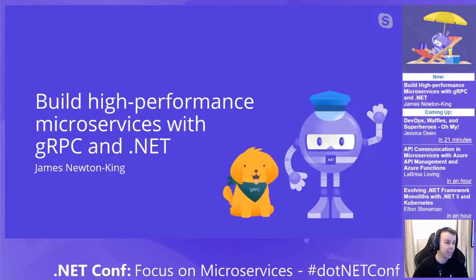My name's James Newton King. I'm an engineer on the .NET team, and today I'm going to be talking about gRPC, a high-performance technology for communicating between apps and services.